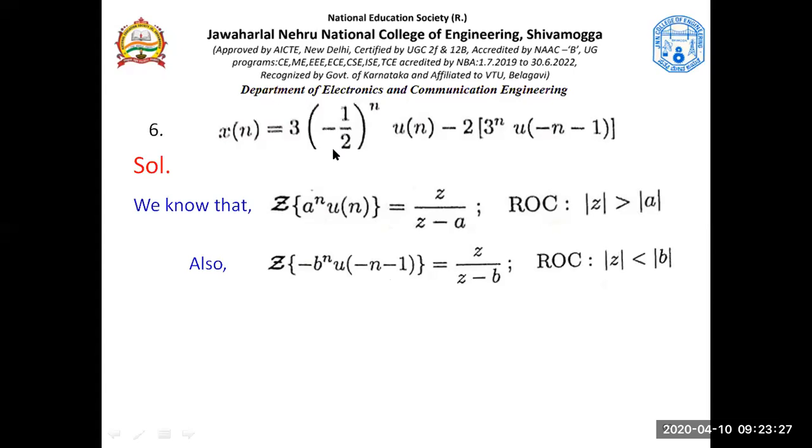See, in place of A, you have minus A. Then what needs to be done? In place of A, you need to have minus half. That's it. In this place, if I put minus half, how does this look like?